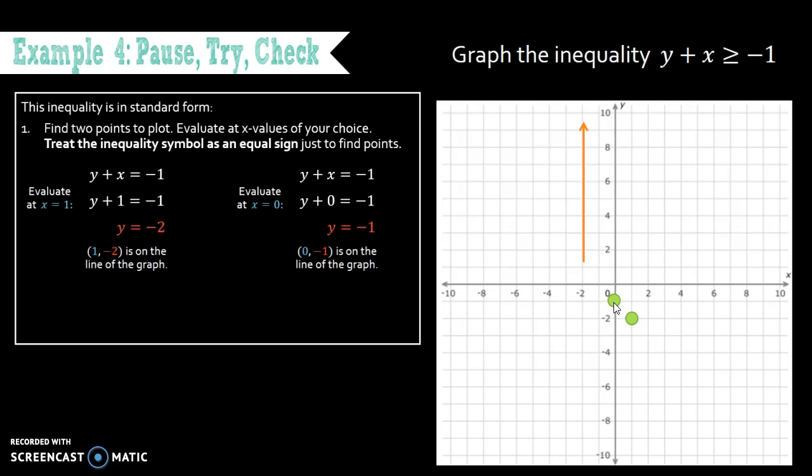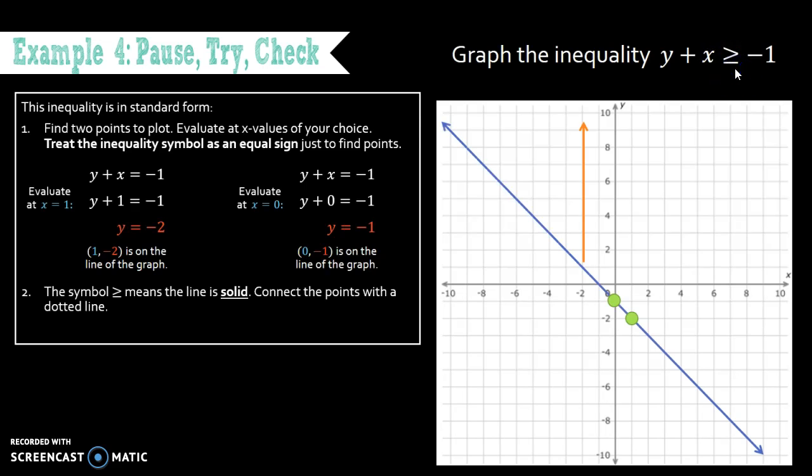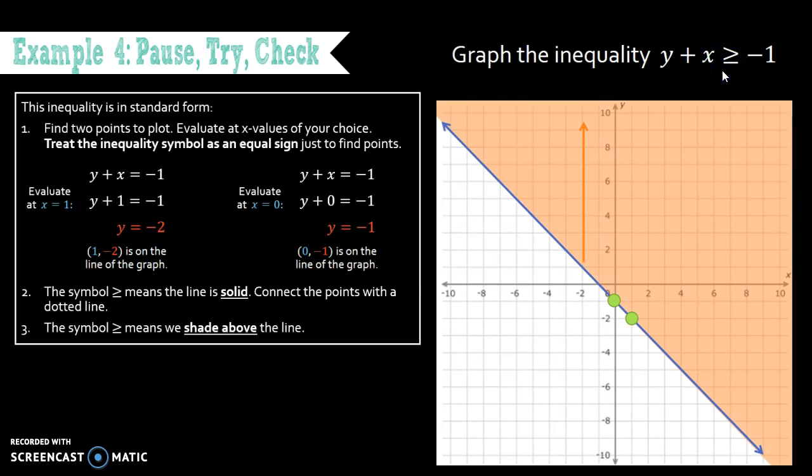We need to know if we're connecting these with a solid or a dotted line. Since my symbol has the equals line underneath, that means I can include the points that sit along the line. I'm going to have a solid line. Now I need to select my shading. Since y plus x is greater than or equal to all of that, I'm going to shade above the line, draw a line going up from your graph.